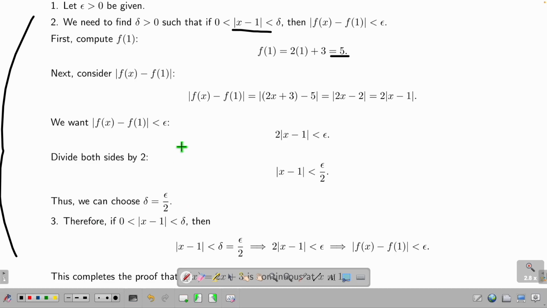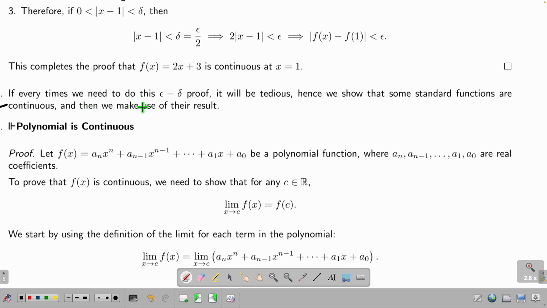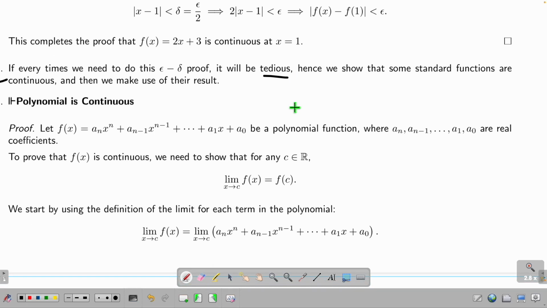I just play with inequalities. For example, from this step to this step, I'm just dividing by 2 here. So you can read it by yourself. You may then wonder, every time we need to prove something, we need to do some tedious thing. Why don't we prove something is continuous once and everybody accepts it? For example, a polynomial is continuous.